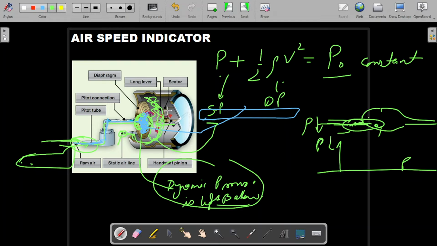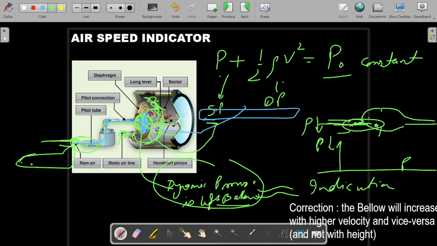As you can see, there are mechanical linkages. This dynamic pressure corresponds to the indication. With the help of the mechanical linkages, the bellow either expands or contracts as we go up or down. Since as we go up the pressure and density reduce, the bellow reduces, and depending on how much reduction there is, it gives the indication on the airspeed indicator.